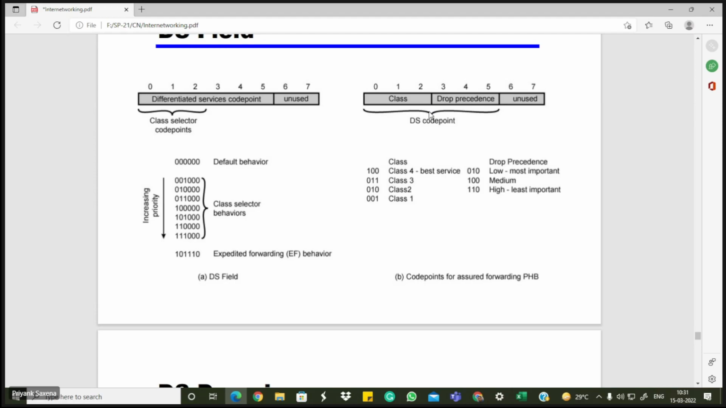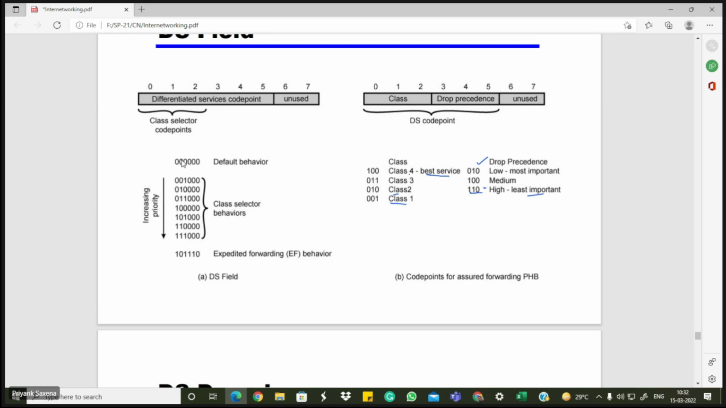So these 6 bits. Class 4 is the best service, class 3, class 2, class 1, right? And drop precedence like 0, 1, 0, low, most important. So if the drop precedence is low, that means the packet is very, very important. Medium, high drop precedence means the packet can be dropped. It is least important, right? And these 2 bits are reserved. So like that, there are different classes.